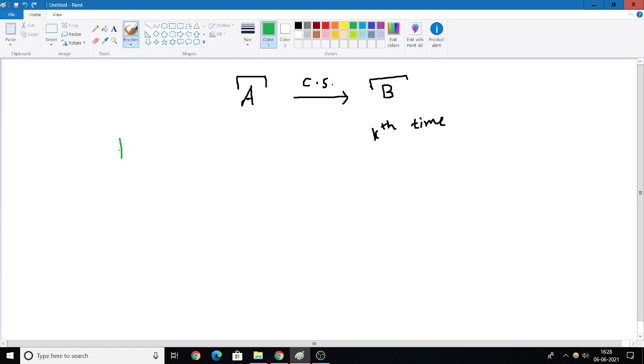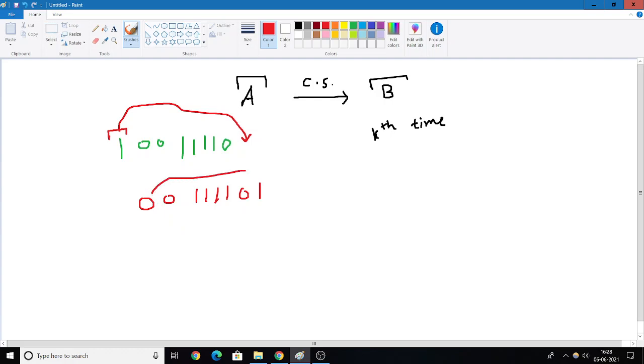Let's say we have 1 0 0 1 1 1 1 0. So basically we want to perform cyclic shift operation. Now what's a cyclic shift operation? The question says that a cyclic shift operation is like we pick this first character and put it in the end. So after the first cyclic operation we get 0 0 1 1 1 1 0 1, and in the second cyclic shift operation we'll bring this 0 here and so on. So that's how a cyclic shift operation is defined.